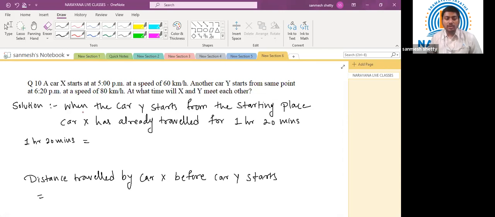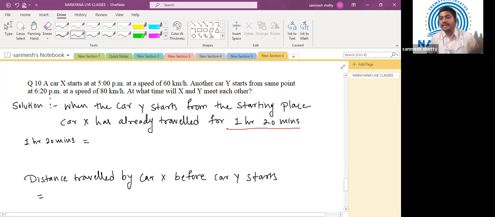Now, you might have noticed that when the car Y starts from the starting point, the car X has already traveled for 1 hour 20 minutes, right? Because car X starts at 5 p.m. and the car Y starts 1 hour 20 minutes later. So by the time car Y starts, car X already has traveled for 1 hour 20 minutes. So how much distance will the car X travel before the car Y starts? That's what we have to find out.